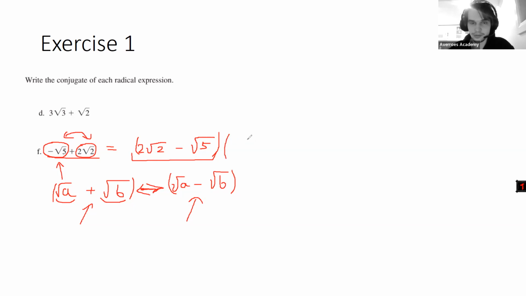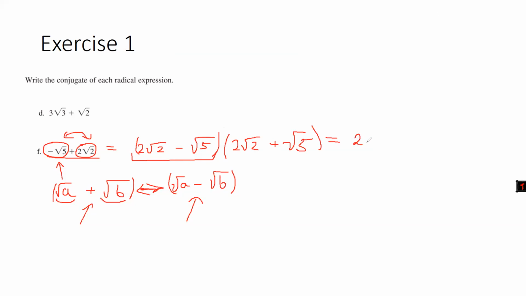So basically, what would we multiply by to get a difference of squares? So it would be two square root 2 plus square root 5. Yep. And the product of this would be... You shouldn't say the final answer, just say the middle step. How would we write it?